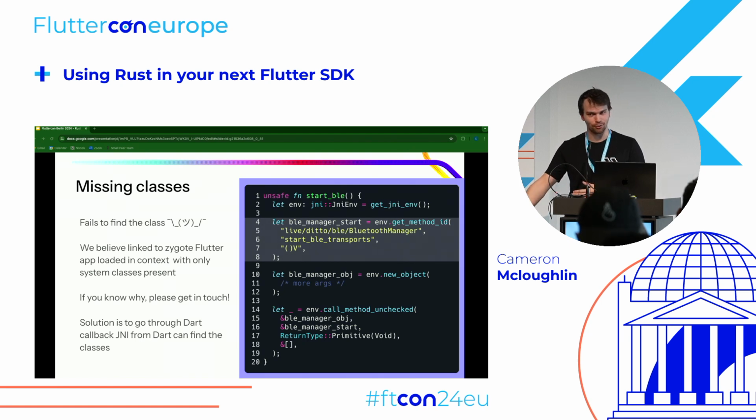And if we can pass that into Rust, then instead of Rust invoking JNI directly, it can just invoke these callbacks that we pass in, and it's a bit messier. It's out of sync with our other SDKs, but we think it will work.